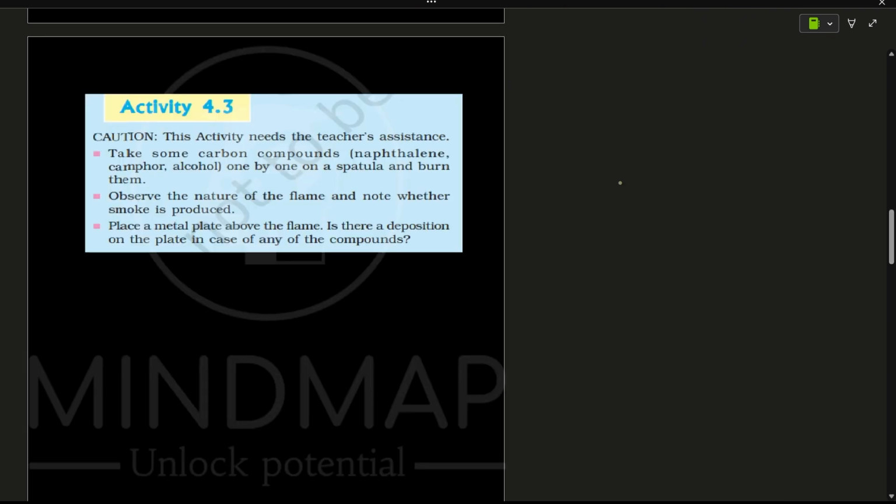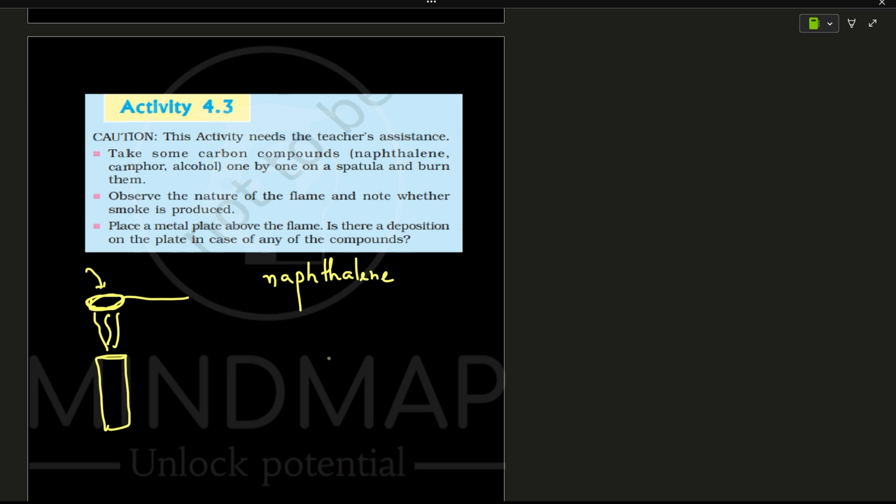That is activity 4.3. This activity needs the teacher's assistance. Take some carbon compounds like naphthalene, camphor and alcohol one by one on a spatula and burn them. So what will we do first? We will take a burner. Over the burner flame we will take a spatula. What is a spatula? It has a structure like a spoon. In that spatula, one by one, we will add first naphthalene, then we will add camphor, and then we will add alcohol.